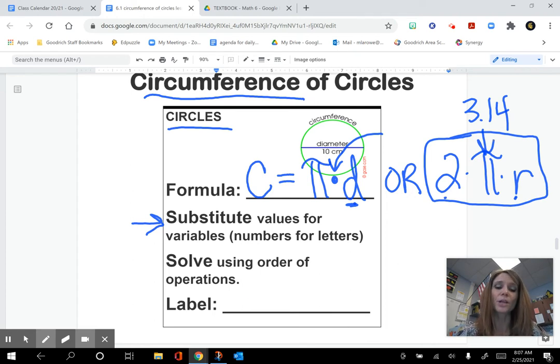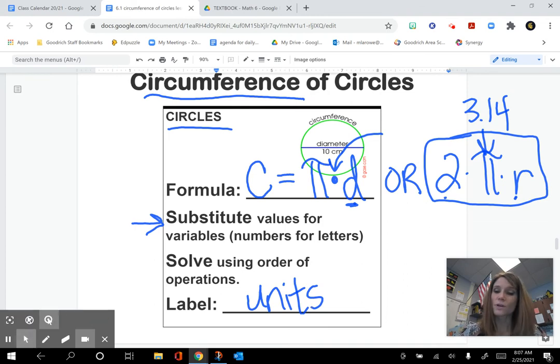We will label plain old units, nothing fancy. Because remember, when we did regular perimeter, it's really just one straight line. It's just flexible enough that it wraps around the outside edge of a shape.